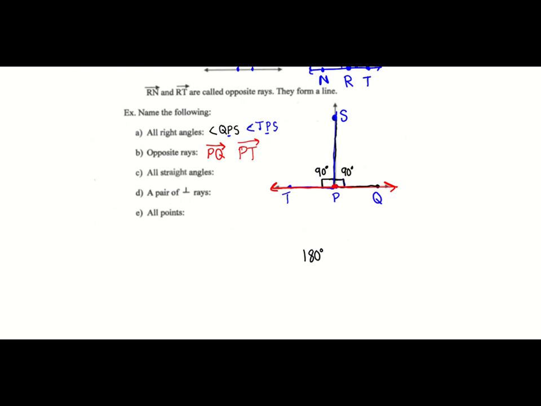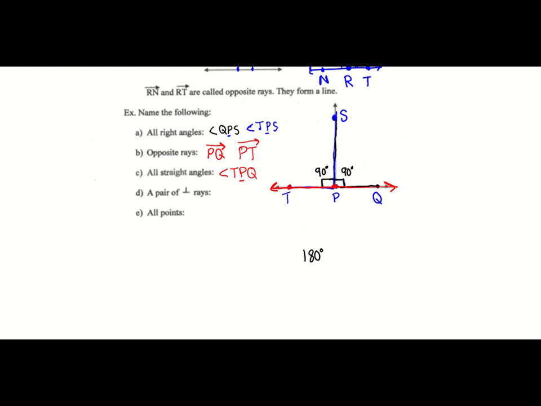Okay, my next one is all straight angles. So my straight angle means I have two opposite rays. So if I look at my straight angle, that means I'm going to have angle, start at T, go into my vertex. P is still my vertex of my straight angle. It's the point in the middle of my line. I have T, P, Q. P is the vertex, it's in the middle.